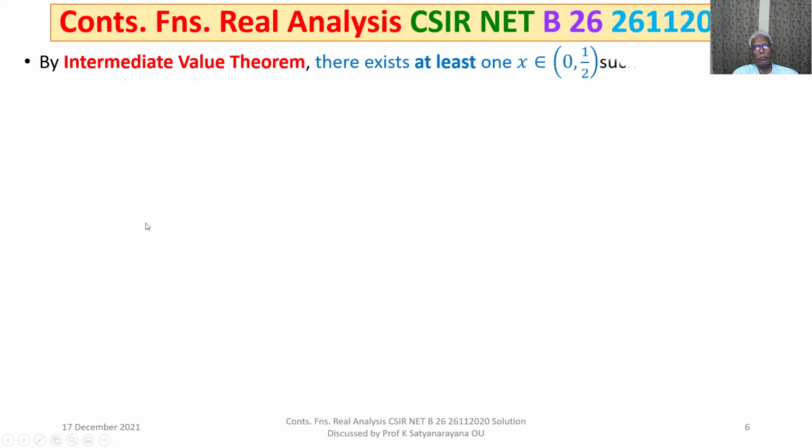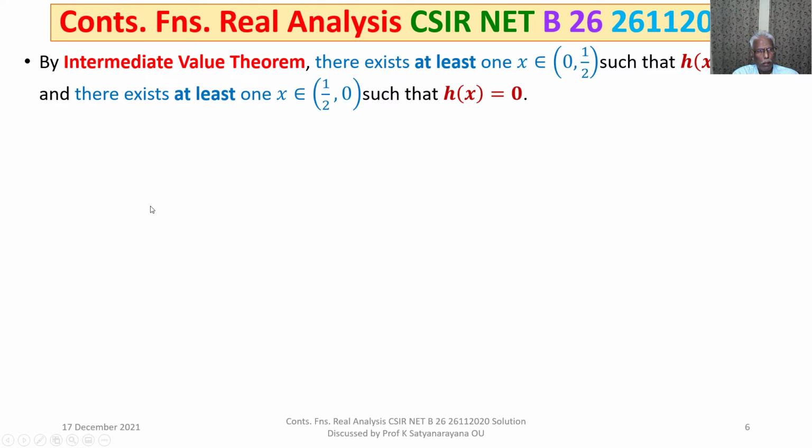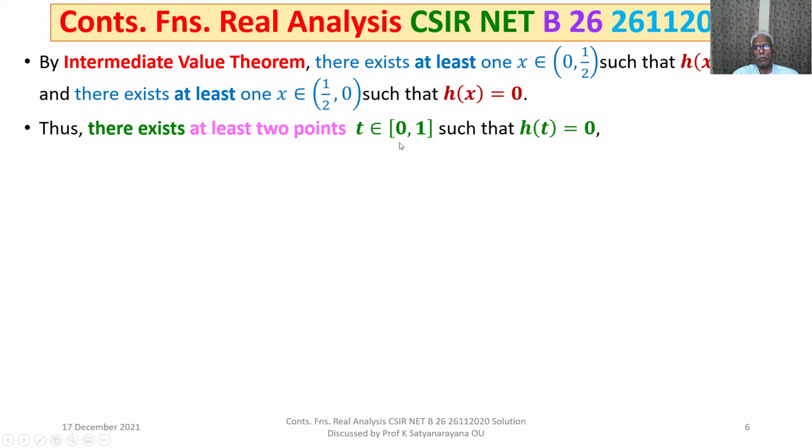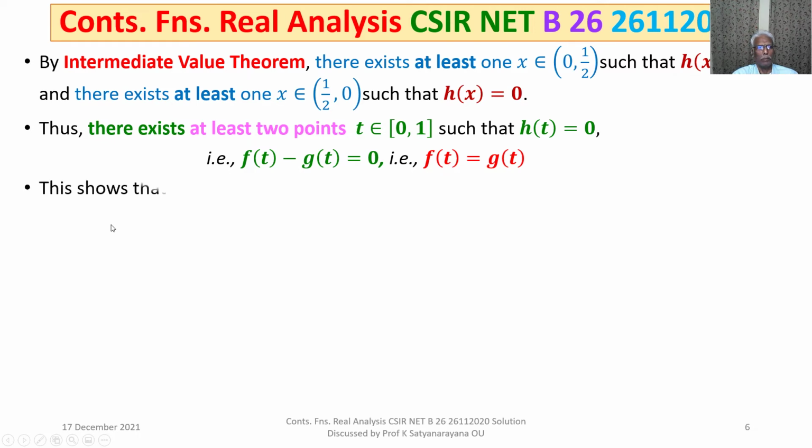This is what we have from the previous slide. Thus, there exist at least 2 points t belonging to the complete interval 0 to 1 such that h(t) = 0. That is, h(t), meaning f(t) - g(t), is equal to 0. That is, f(t) is equal to g(t). So, there exist at least 2 points t belonging to the closed interval [0, 1] such that f(t) = g(t).